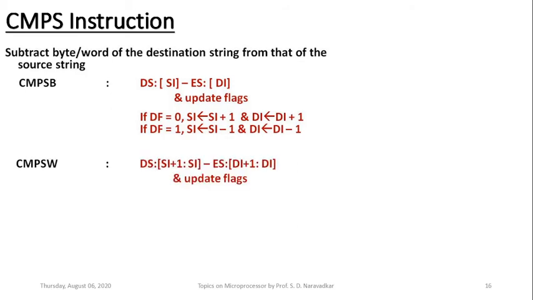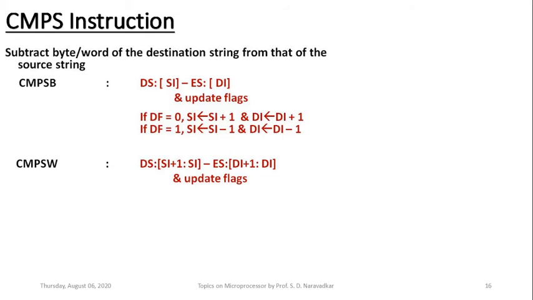Then the next will be compare string word. The comparison of source and destination string will be done in a word by word manner. It means that the source string word, which is taken from the data segment, from offset location SI plus 1, minus the destination string word, which is taken from the extra segment from offset location DI plus 1. This operation will be performed.